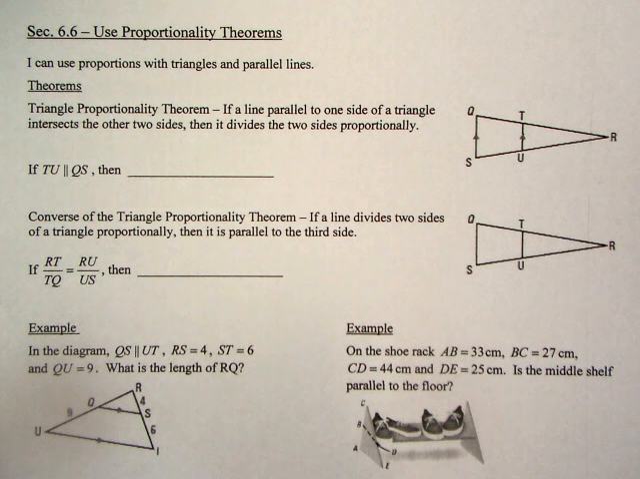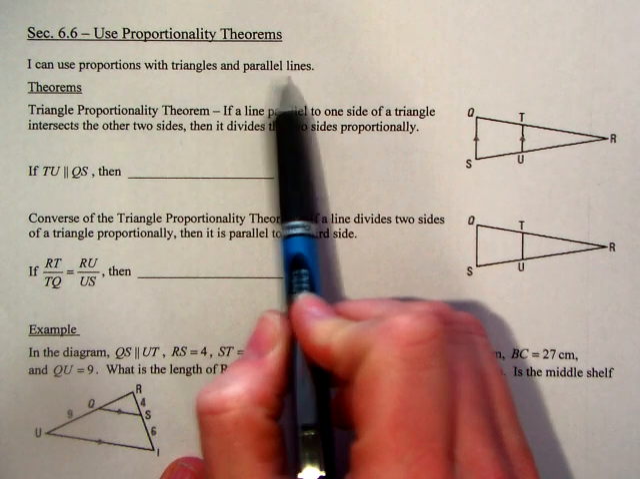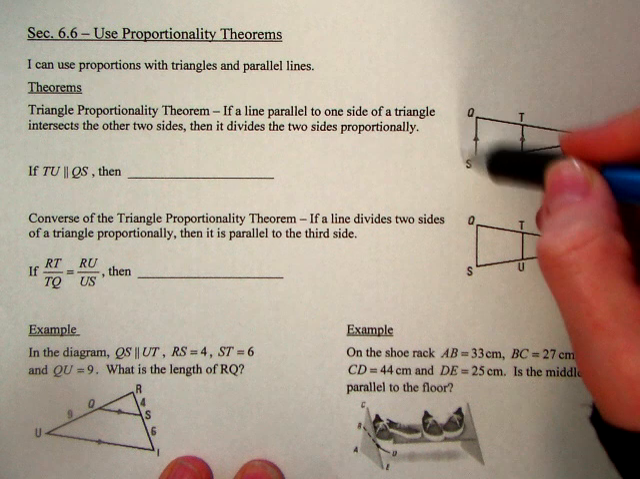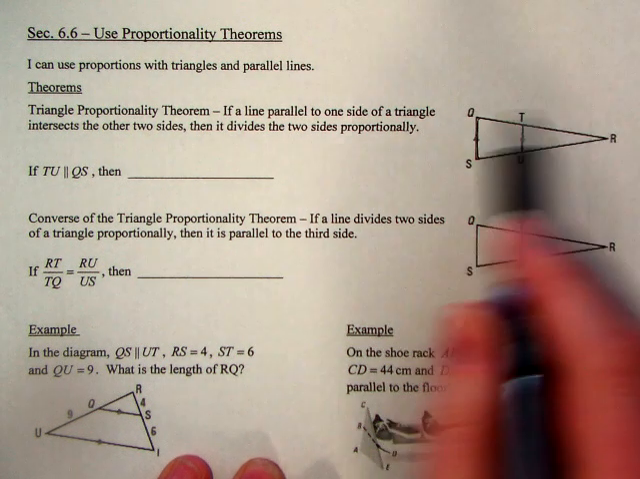This is section 6.6, and today we're just going to use proportions to help us solve for sides of triangles. Mainly, these theorems have to do with parallel lines in a triangle. So we're talking about a triangle being set up like this, and then one of the sides being parallel, and then we're going to set up proportions within there.